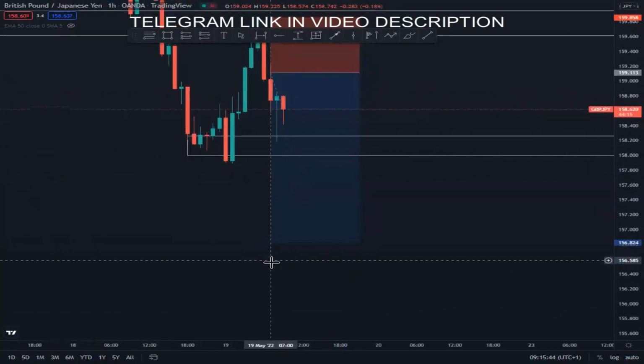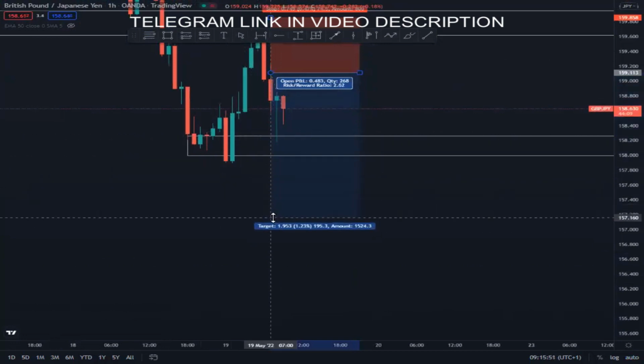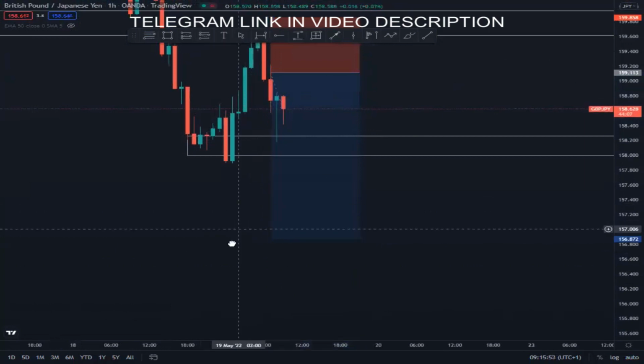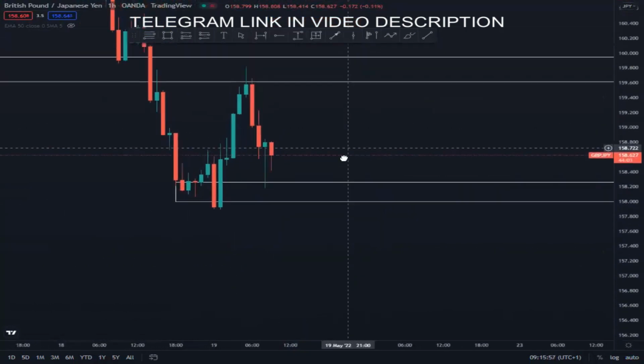So you could actually hold this, and you'd have got it to 1 to 1 initially. Then I actually called this on the signals. Yeah, I called this exact entry, but I didn't take it because I like refining my entries.